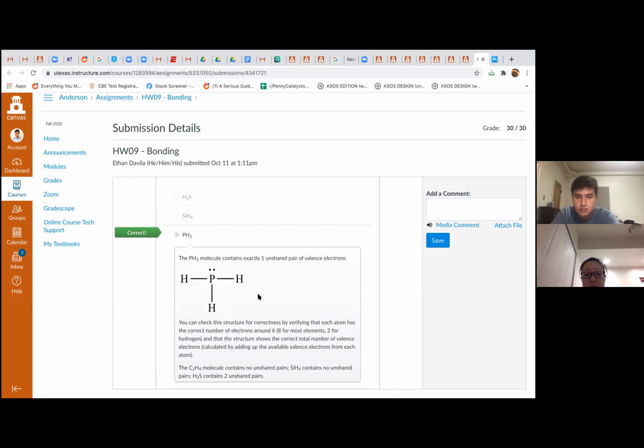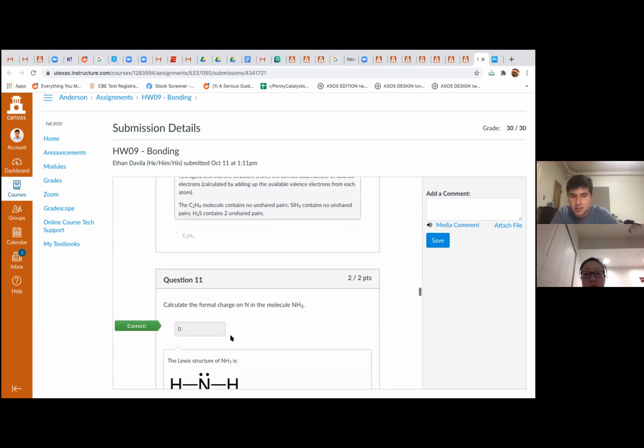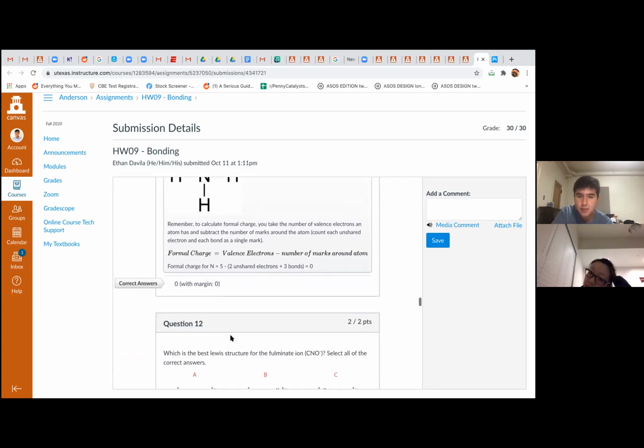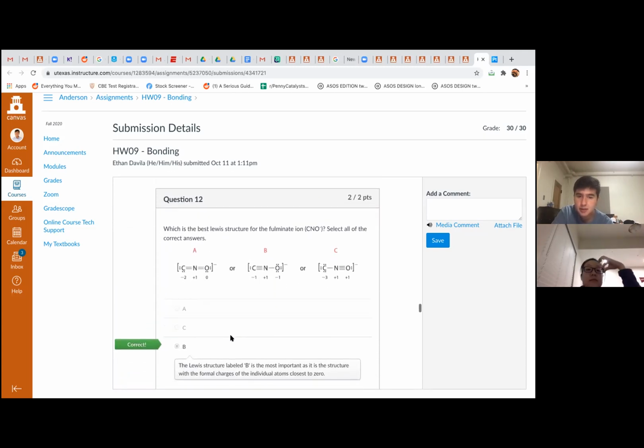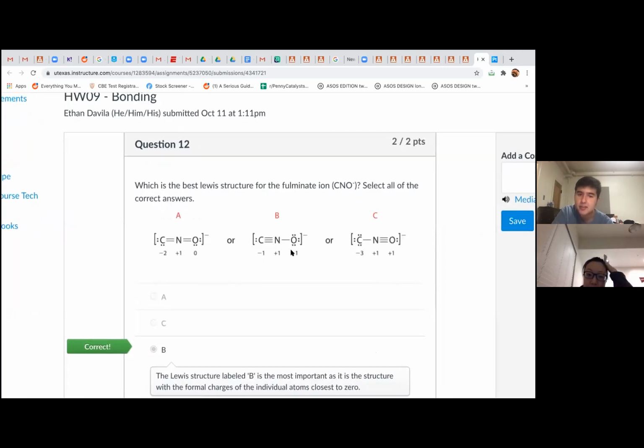What are we doing here? Oh, that one you just draw them. It's not that bad. Wait, so you have to balance these things? Yeah. You want them to be 0 or closest to 0. Wait, is this formal charge? Yeah, those are the formal charges. Oh, okay.